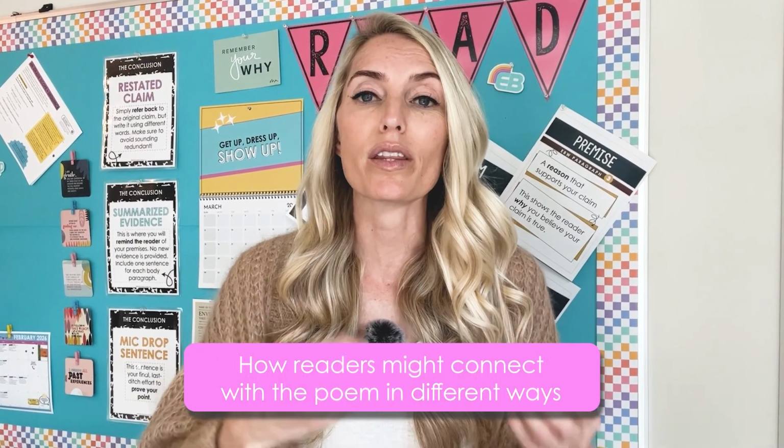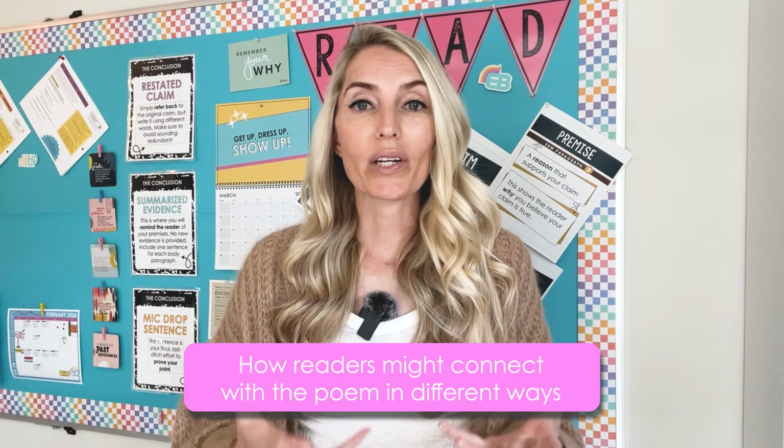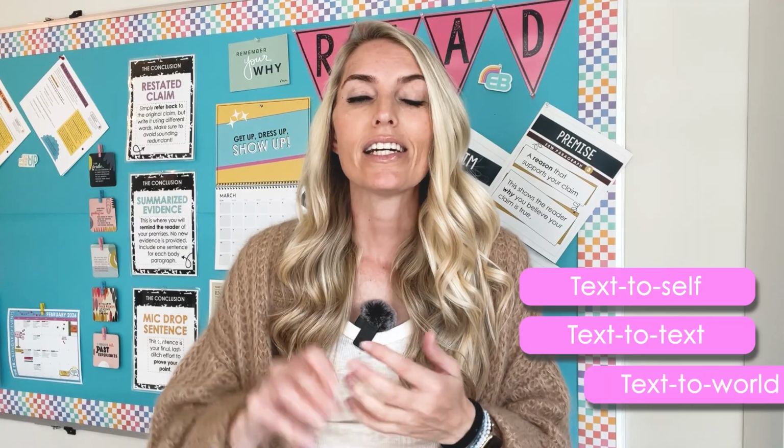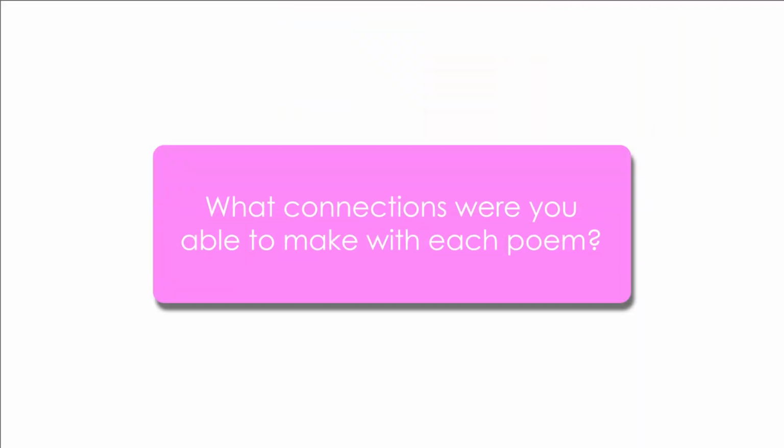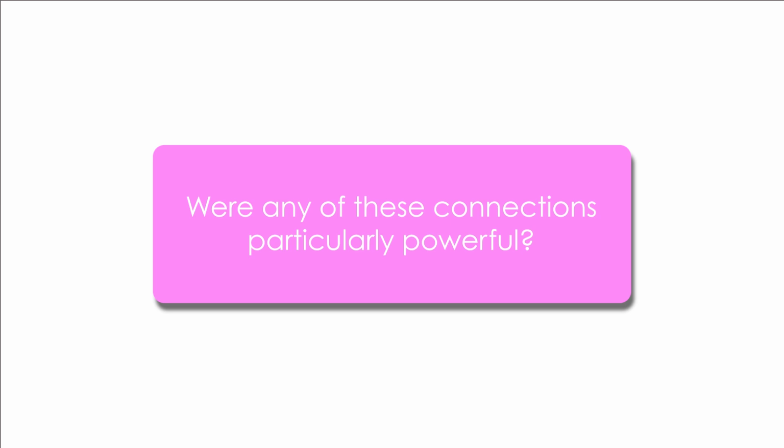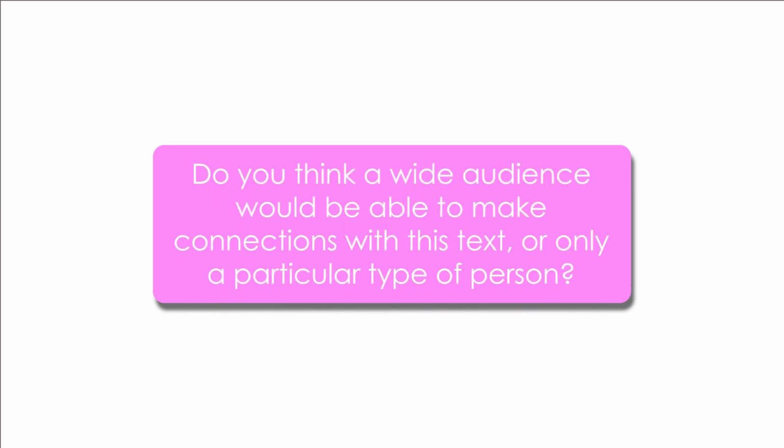And students are going to consider how readers might connect with this poem in different ways. So we're looking at things like text to self connections, text to text connections, text to world connections, right? Things along those lines. So students are answering questions like the following. What connections were you able to make with each poem? Were any of these connections particularly powerful? Do you think a wide audience would be able to make connections with this text, or only a particular type of person? And that ends all rounds, right? They vote on their winners, and we get the winning poem, and the winning poem is announced to the class.